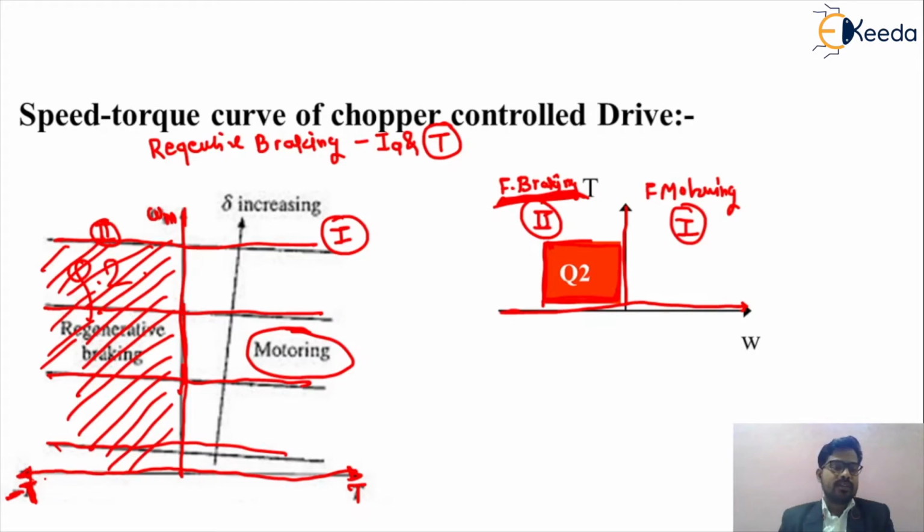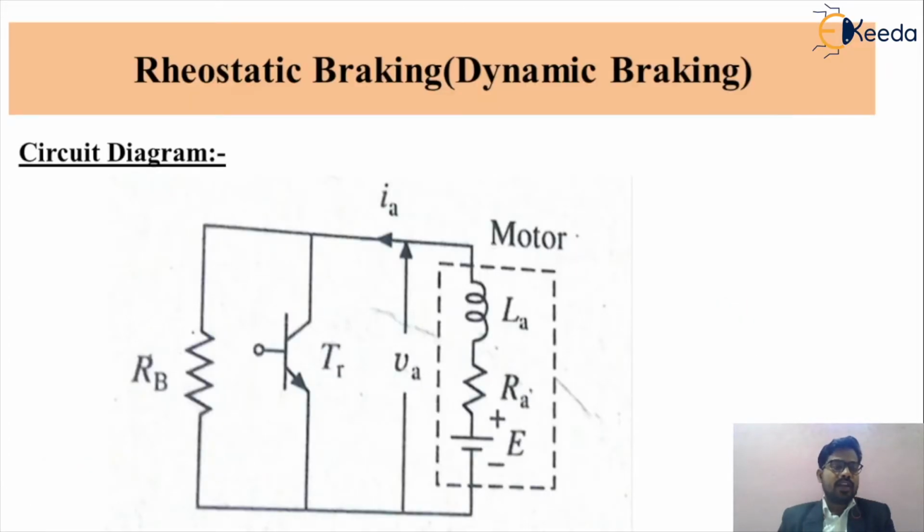Okay, friends, now we can move towards the next braking technique, called rheostatic braking or dynamic braking. Again, this is a very popular braking in electrical traction systems, because most of the time in tramways and trolleys we use this kind of braking system. This is another type of braking system.